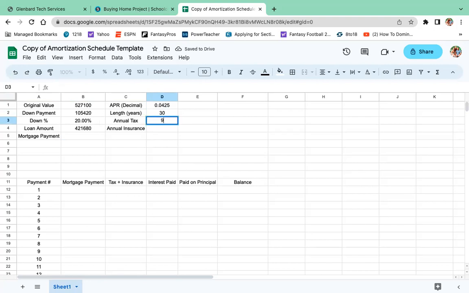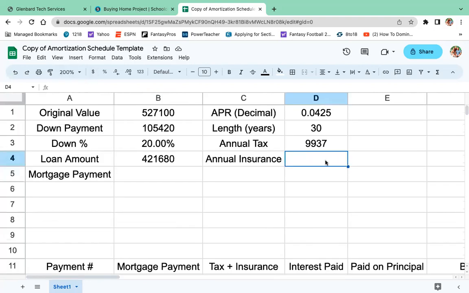Annual tax, I'm using these numbers. And again, you might want to use my numbers. I'll see if I can zoom in a little bit so it'll make it easier for you to see. And then my annual insurance I'm setting as this. You'll have your own numbers for a lot of these.